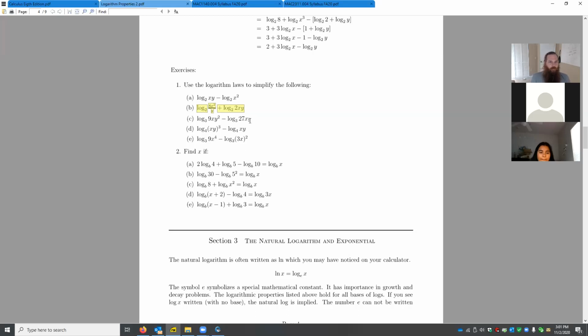Our next group, let's see, was asked to work with part D here. I think we skipped over part C. A non-responsive group there. So we had the base 4 log of xy cubed minus the base 4 log of xy.